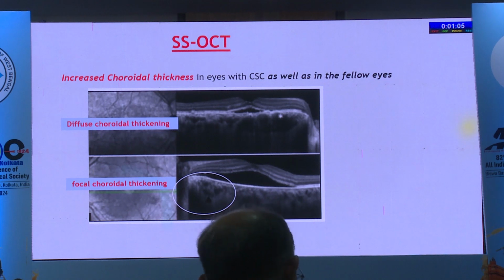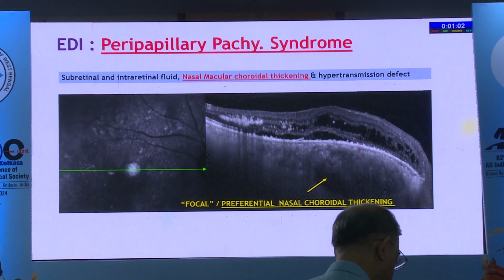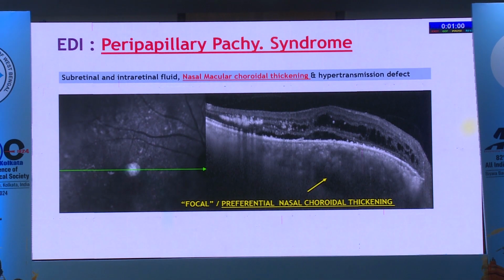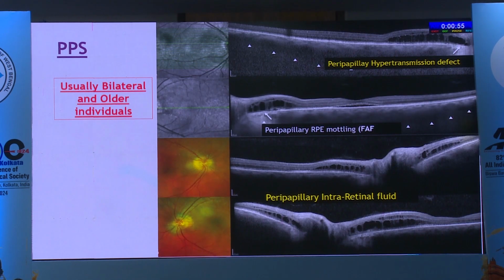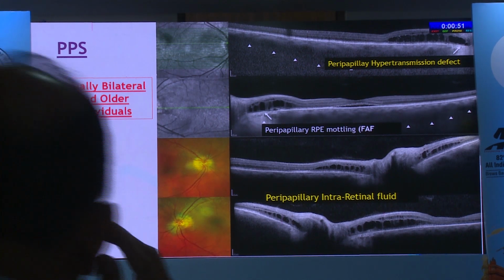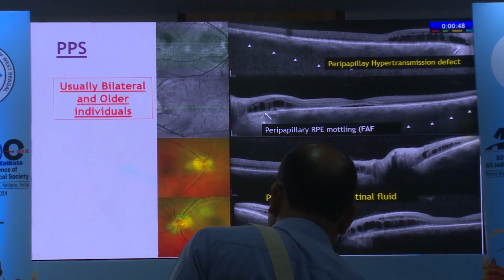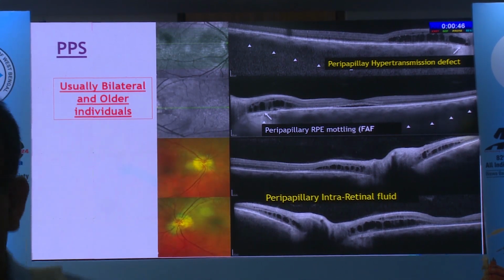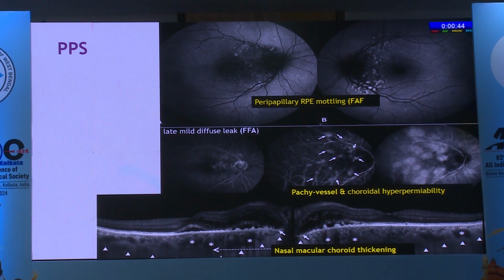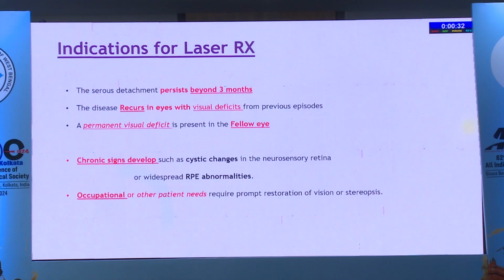And this choroidal thickening that we were talking about may be a diffuse or a focal choroidal thickening, the best example of which is peripapillary pachy syndrome, where you have a nasal macular choroidal thickening with nasal macular intraretinal and subretinal fluid. For example, this is usually seen in older people with bilateral disease, and you can see the peripapillary intraretinal fluid on either side of the optic disc here. So it is very important to look at the autofluorescent imaging to see the peripapillary RPE mottling, peripapillary pachy vessels and choroidal vascular hyperpermeability on ICG, giving the diagnosis of peripapillary pachychoroid syndrome.